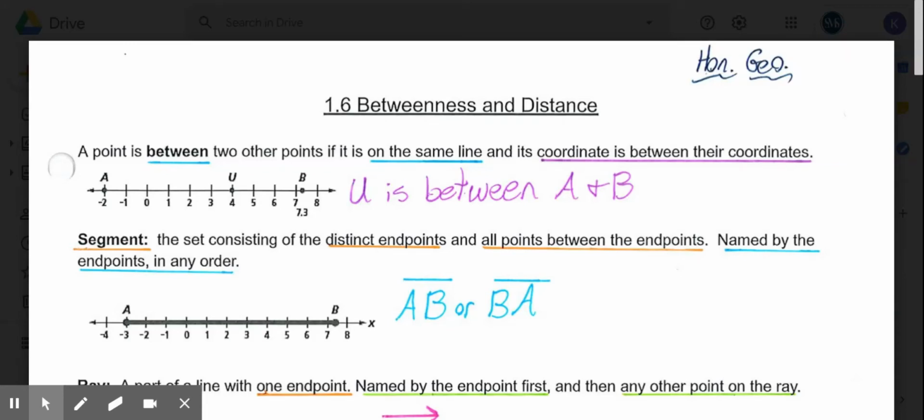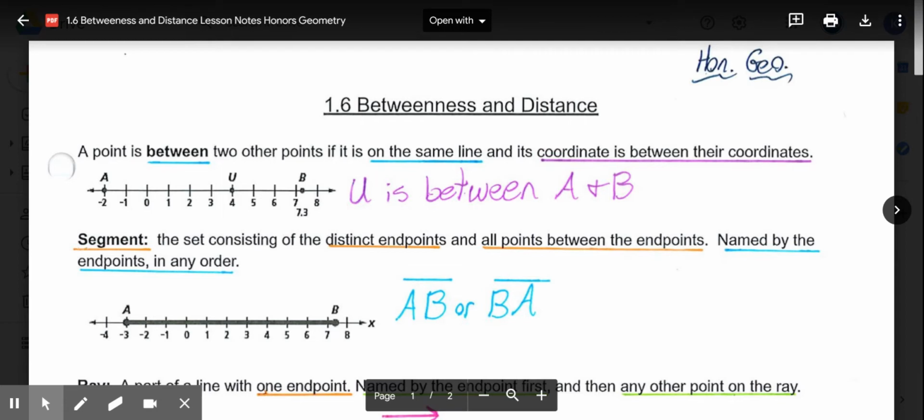Welcome to lesson 1.6, Betweenness and Distance. So the idea of betweenness, what it means to be between something, has a little bit more specific of a definition in mathematics than it does in everyday life. For example, we could say the city of Milwaukee is in between Fond du Lac and Chicago. So we know it's generally somewhere in between, but it doesn't mean the exact same thing as in math.